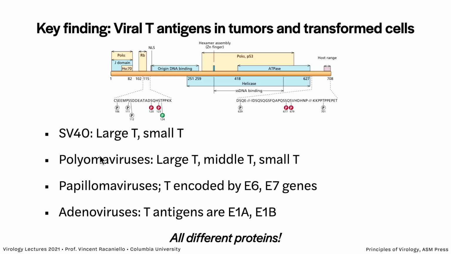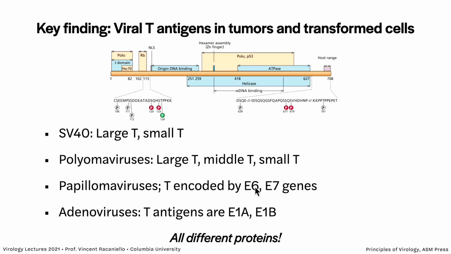And in SV40, there's a large T, which we've talked about a lot. Its picture is up there, right? It controls DNA replication, transcription, cell division. The most studied protein on Earth. Polyomaviruses also have T antigens, different sizes, but similar functions.